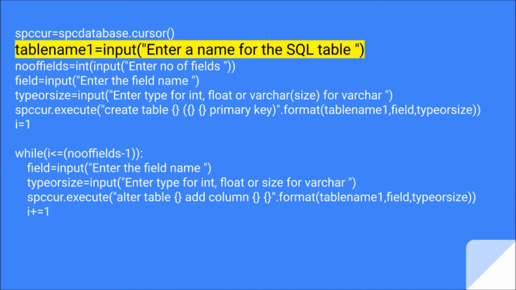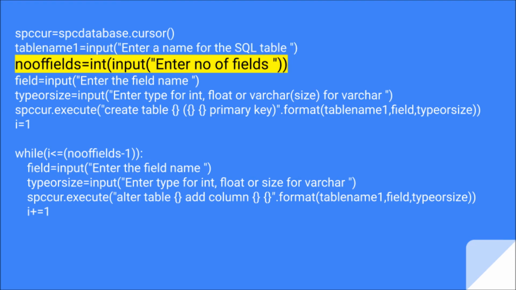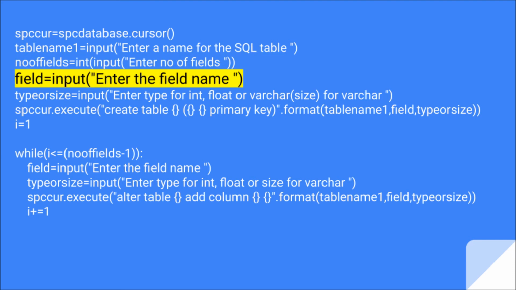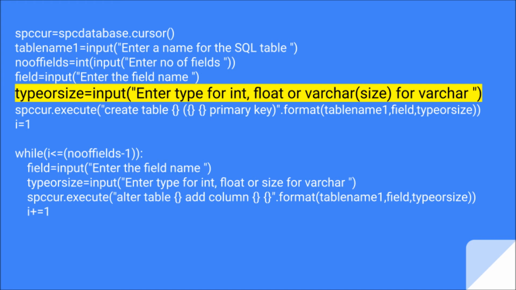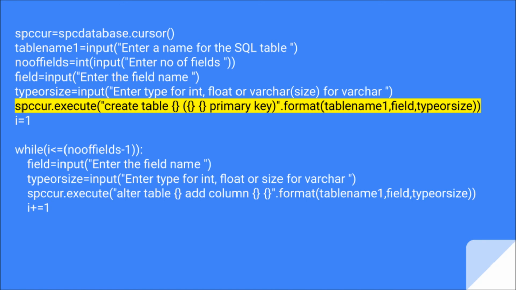It stores the name of the table. Now the code for creating the first table is shown. It is highlighted line by line. How many number of fields? Name of the first field. Type of the field. If it is int or float, we simply write int or float. If it is a character type, we write varchar and within brackets we can write down the size. Finally, we create the table with only one field.